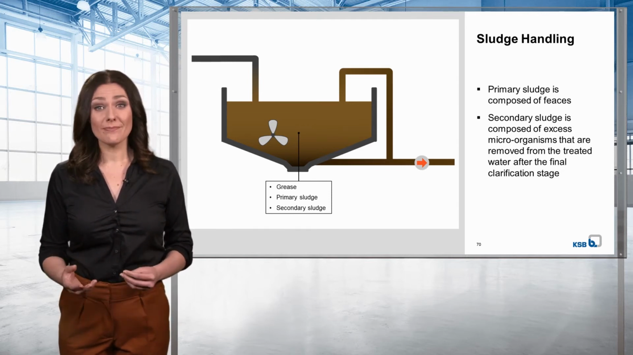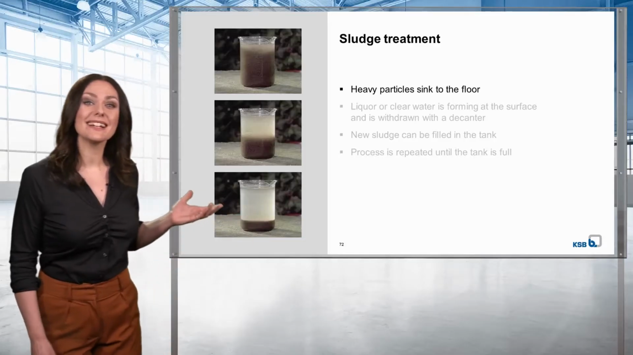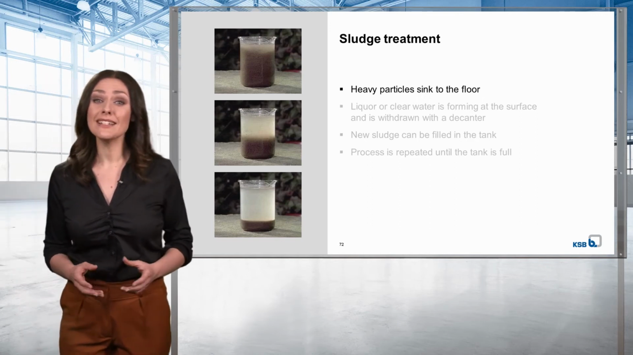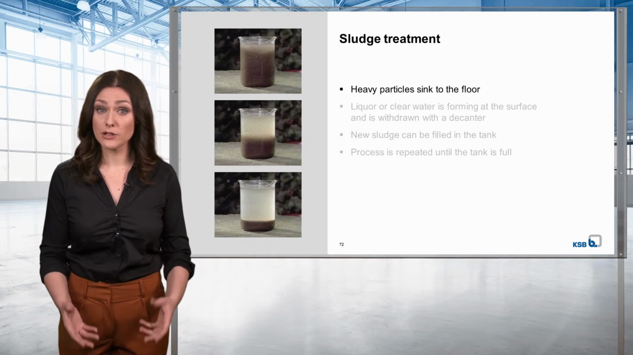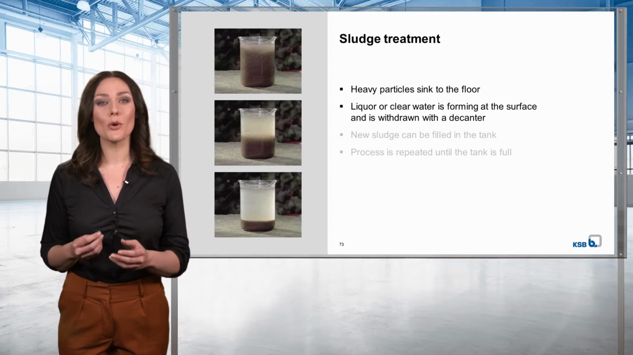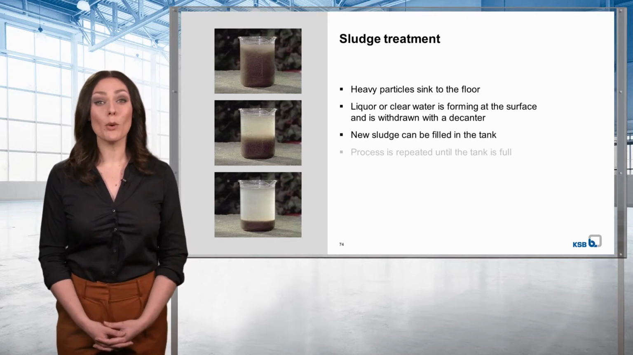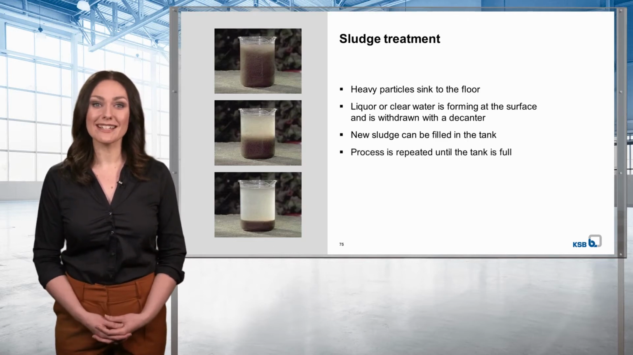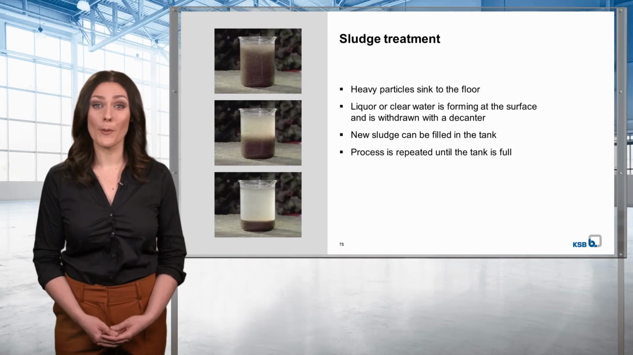The sludges thicken. The thickening process reduces the volume of the sludge to be treated and increases its dry solids content, abbreviated to DSC, for example, from 1% to 3%. Here, you can see a classic thickening process in detail. In the sludge tank, the sludge remains untouched until the heavy particles have sunk to the floor. The so-called liquor or clear water forming at the surface is then withdrawn with a decanter. This creates more storage volume in the tank that can be filled with new sludge. The process is repeated until the tank is full and no more liquor can form.